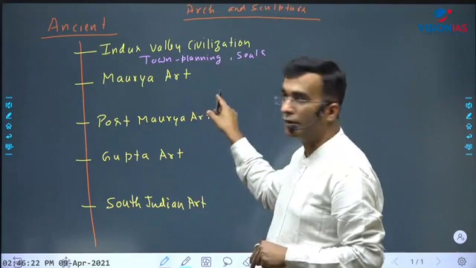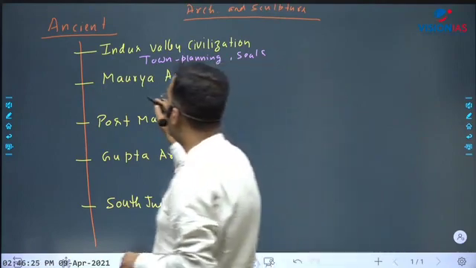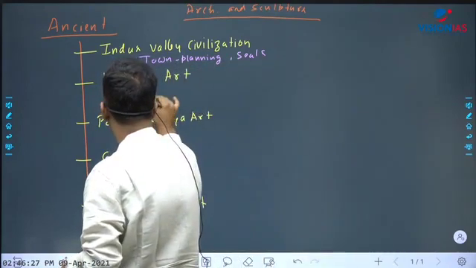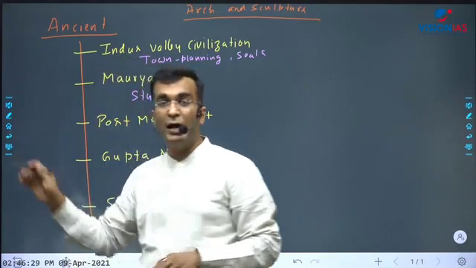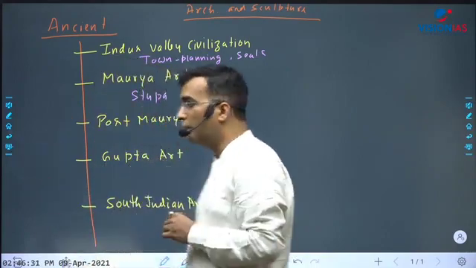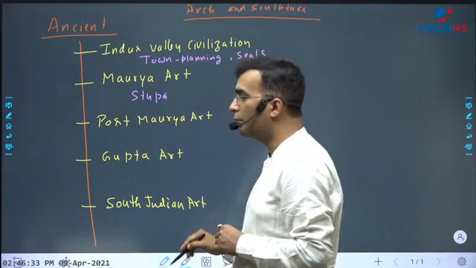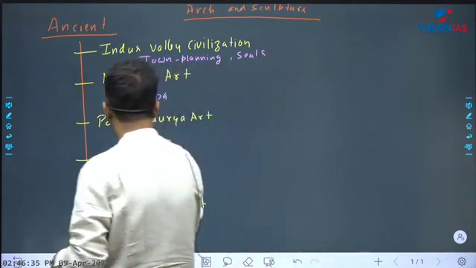When it comes to Maurya art, the highlight is the stupa. But we will be reading some others also, I'm just telling you the highlight. So the highlight of this is the stupa. Post-Maurya art, the highlight is sculpture.